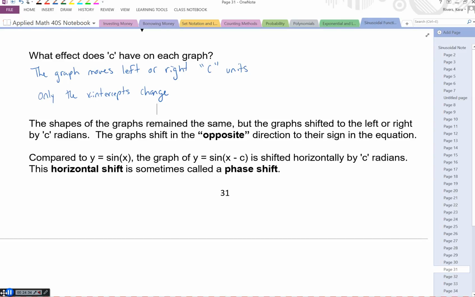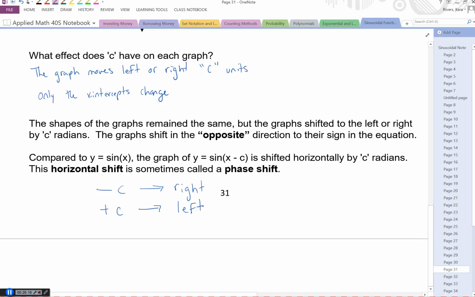And at the bottom here, it actually summarizes things quite nicely. It says the shapes of the graphs remain the same, but the graph shifted to the left or the right by C radians. The graph shifts in the opposite direction to their sign in the equation. Compared to y equals sine x, the graph of y equals sine of x minus c is shifted horizontally by C radians. The horizontal shift is sometimes called a phase shift. You might want to write in there that if it's minus c or negative c, we're moving to the right. And if it's a positive c value, we're moving to the left. Just as a reminder that it's opposite what you would think looking at the sign.